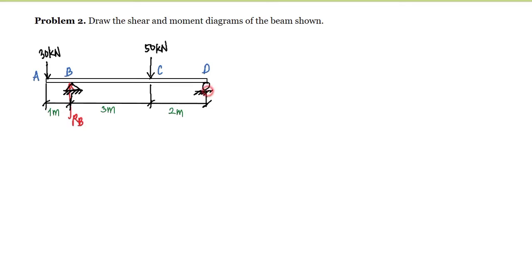And at point D, we have one reaction at the roller. So we have here the reaction at point D. In order for us to compute for the reaction at point D, what we are going to do is to summate moment at point B. So we have summation of moment at point B is equal to 0, taking the clockwise direction as positive.